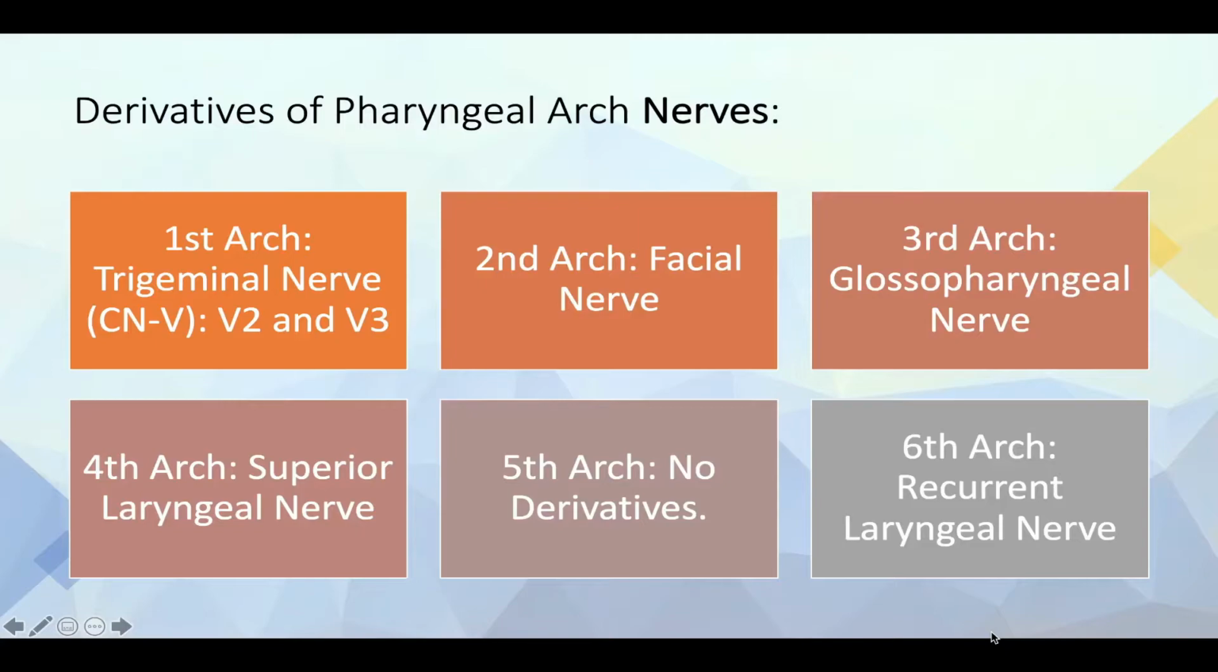Okay. So nerves. In the first branchial arch, we have the trigeminal nerve, specifically V2 and V3. So the maxillary and the mandibular branches. Second arch has the facial nerve. The third arch has the glossopharyngeal nerve. The fourth arch, superior laryngeal nerve, which is a nerve coming from the vagus. Fifth arch has no derivatives. Sixth arch has recurrent laryngeal nerve, which is also a derivative from the vagus nerve.